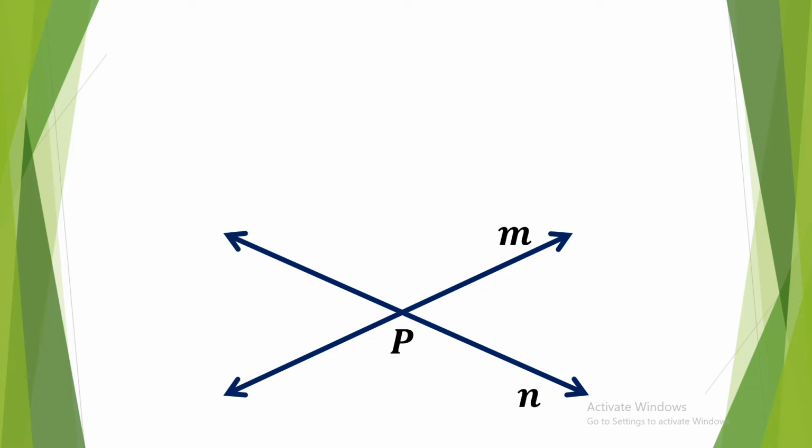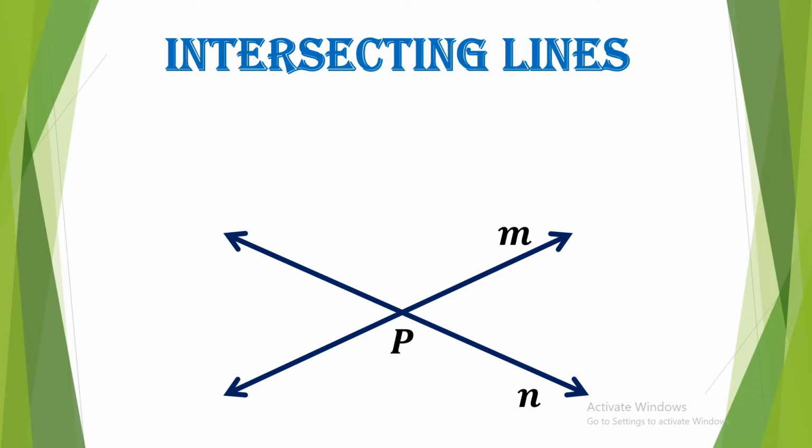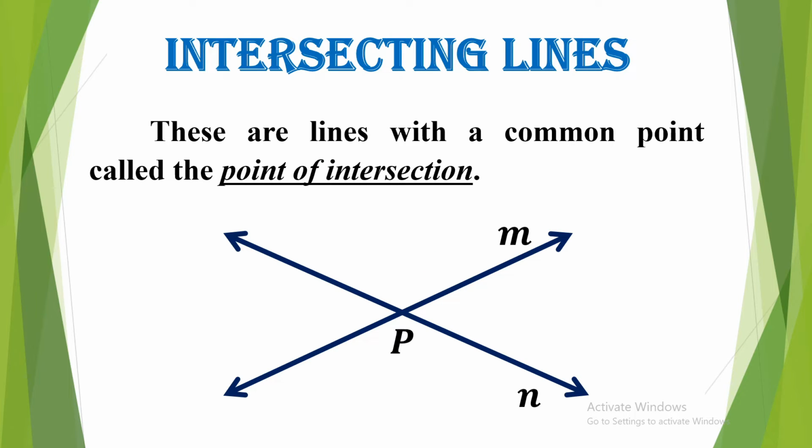Very good. Since they intersect, they are intersecting lines. By definition, these are lines with a common point called the point of intersection. So again, if two lines have a common point, then they are called intersecting lines.